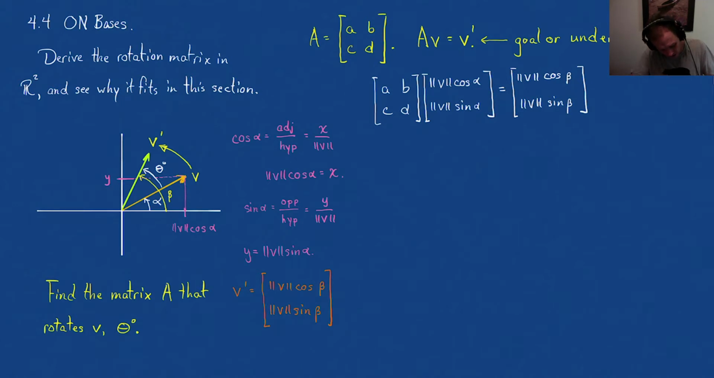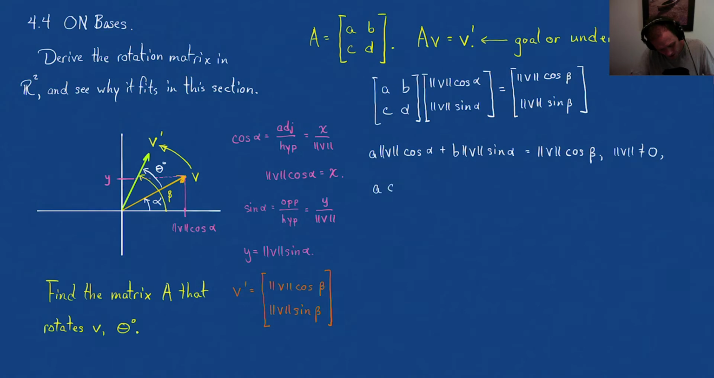So this is just going to be A times the length of v cosine alpha plus B, the length of v sine alpha, equals the length of v cosine of beta. And now look at this. This is a vector. Clearly it's not the zero vector, so I'm going to say that the length of v is just not zero, because this wouldn't be interesting. So if I do that, now I'm left with this problem.